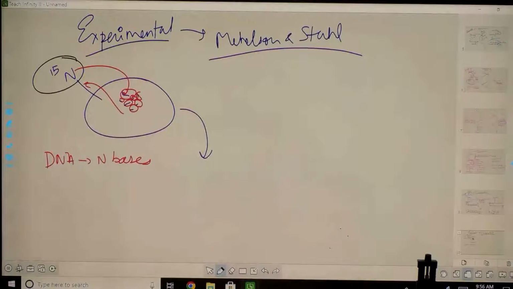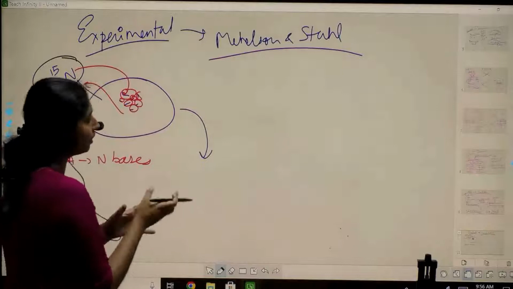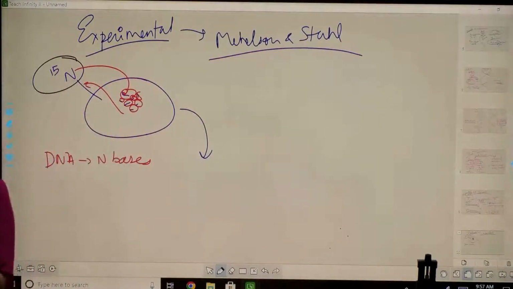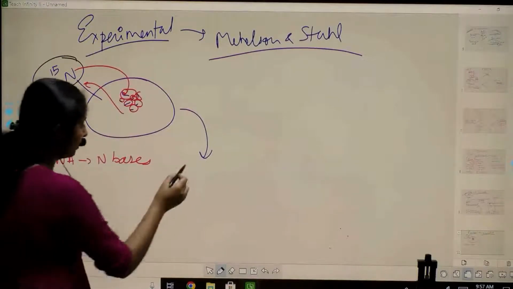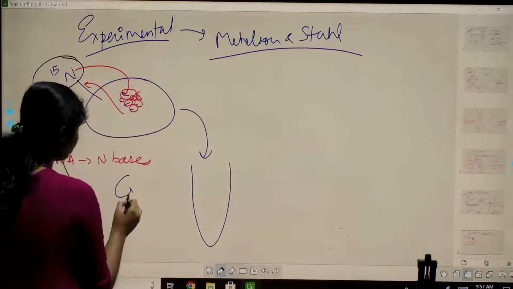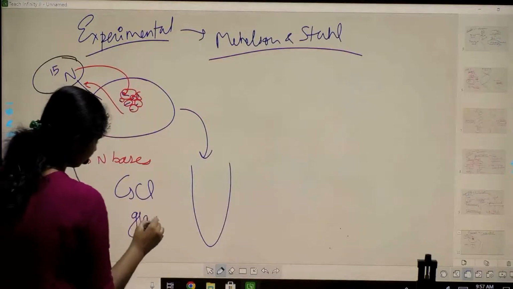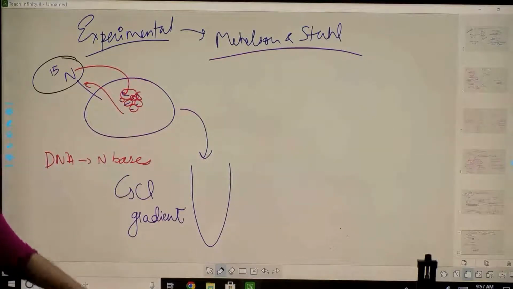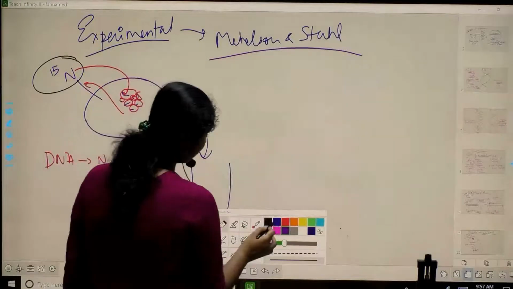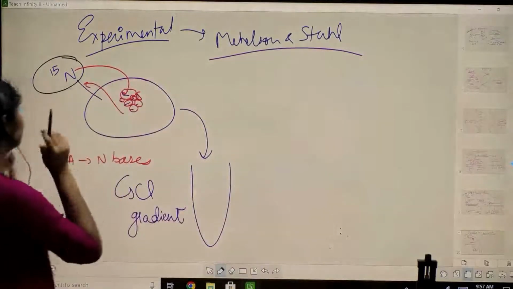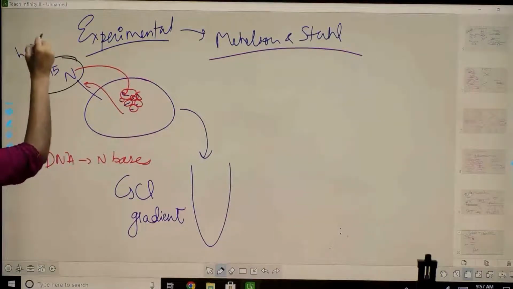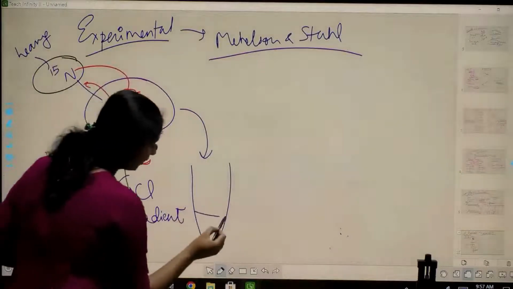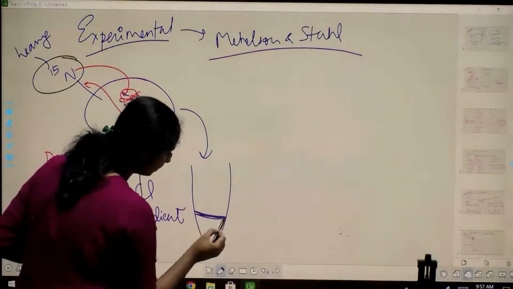Now after growing the bacteria for some generations in the N15 medium, they centrifuged it. Centrifugation is a process in which materials or substances are separated out according to their densities. Okay? So the gradient they used was cesium chloride. When they performed centrifugation in the cesium chloride gradient, they got a band. Now you have to remember that N15 was heavy. So, being heavy, we would get a band at the bottom.